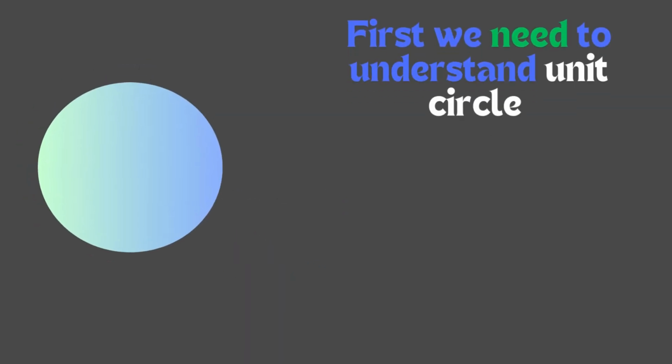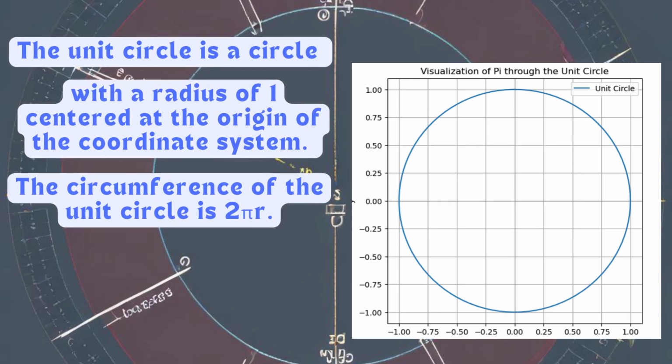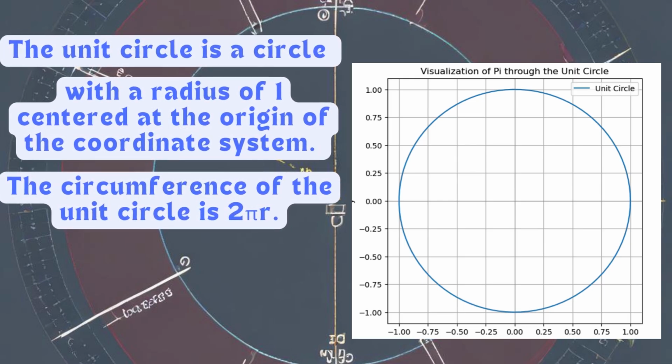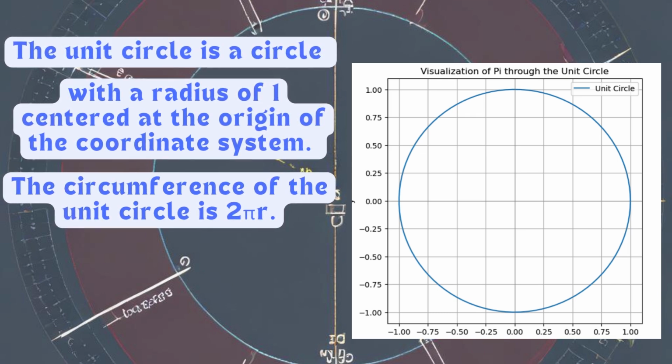First we need to understand the unit circle. A unit circle is a circle with a radius of 1 centered at the origin of the coordinate system. The circumference of the unit circle is 2 pi.